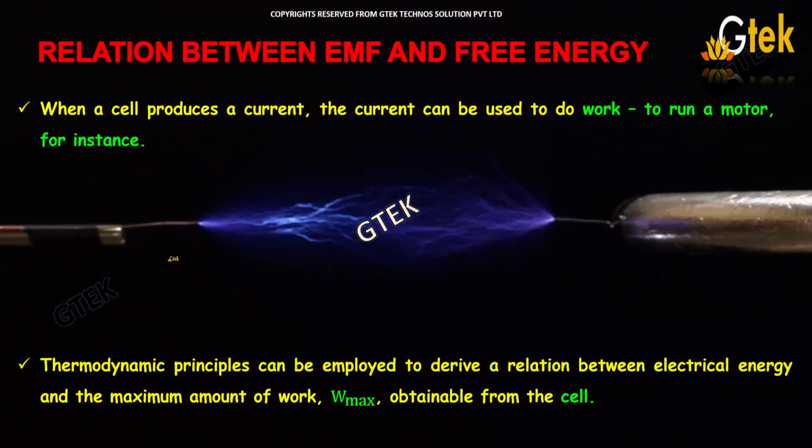So here we go with the concept, that is the relation between EMF and free energy. When a cell produces a current, the current can be used to do work, to run a motor for an instant. The thermodynamic principles can be employed to derive a relation between electrical energy and the maximum amount of work, that is W max, which is obtainable from the cell.